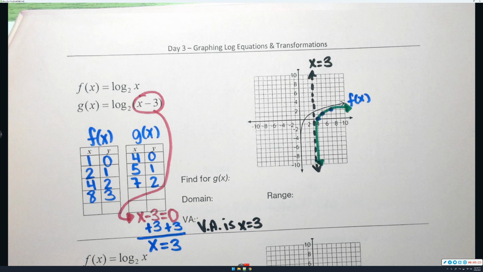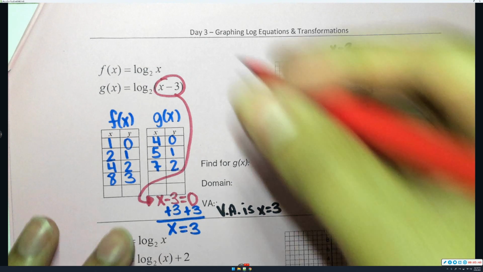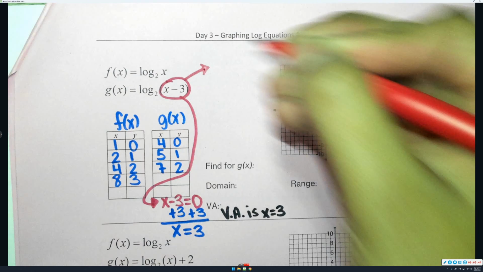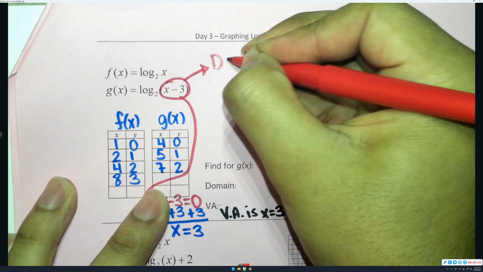Okay? Now, we are going to talk about the domain and the range of this function for g of x, okay? So, how do we identify the domain of g of x? Well, we can do this by hand. Watch this, guys. So, we're going to take the terms within the parentheses, okay? No terms outside. Only the terms within the parentheses of the logarithm. So, we're going to write down domain.